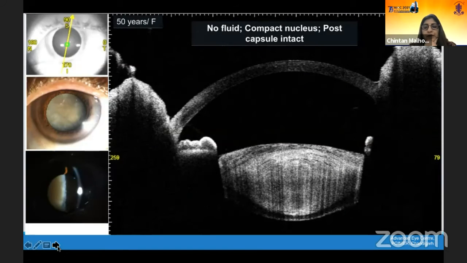And another kind of white cataract, you see there's no fluid, the posterior capsule is absolutely intact and the nucleus is dense, so we can go ahead with surgery.